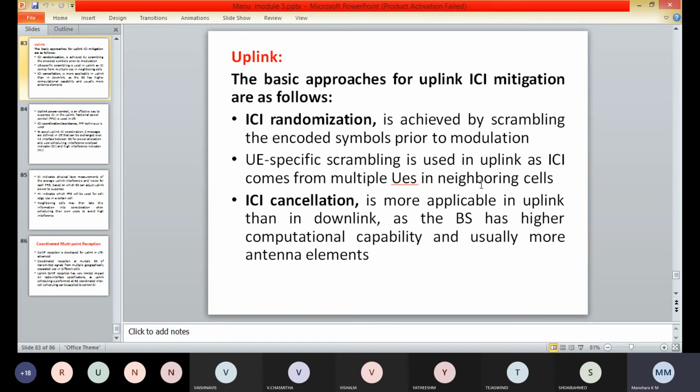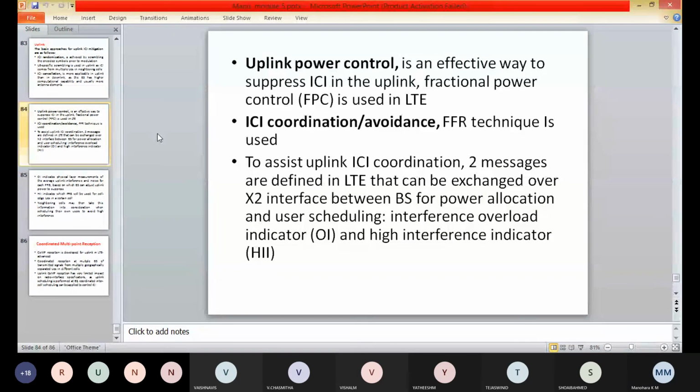Next we have uplink power control. Power control is an effective way to suppress the ICI in the uplink. The fractional power control, that is FPC, is also used in the LTE.